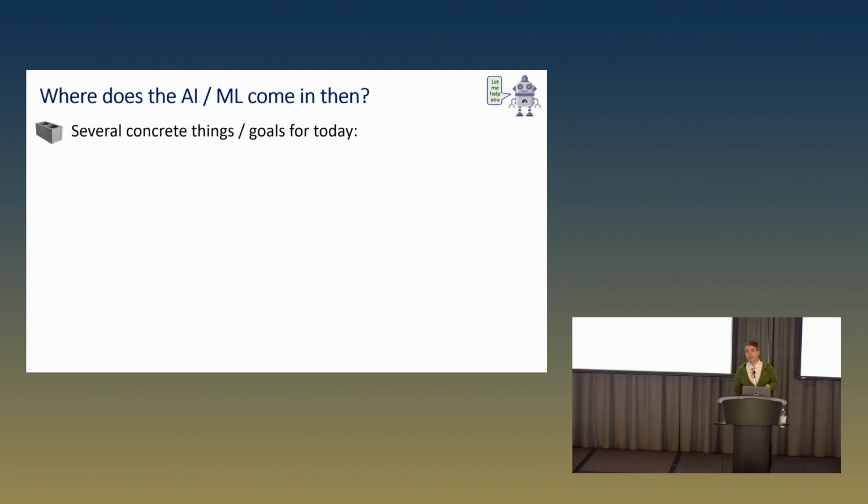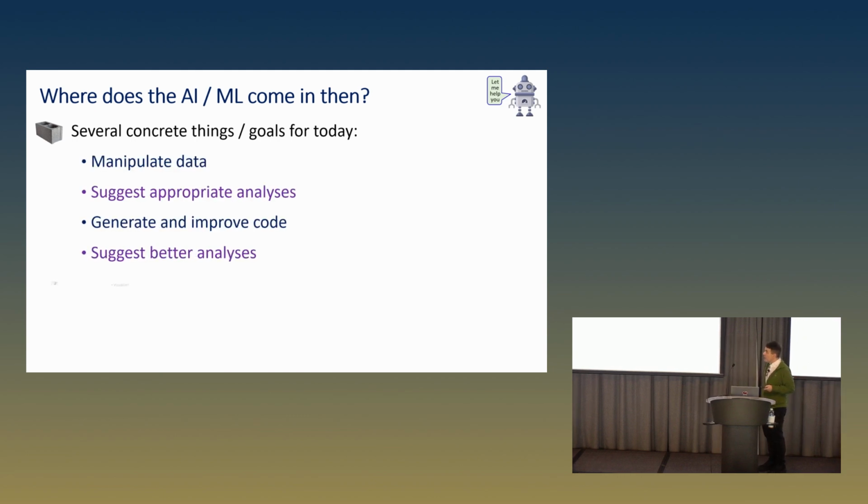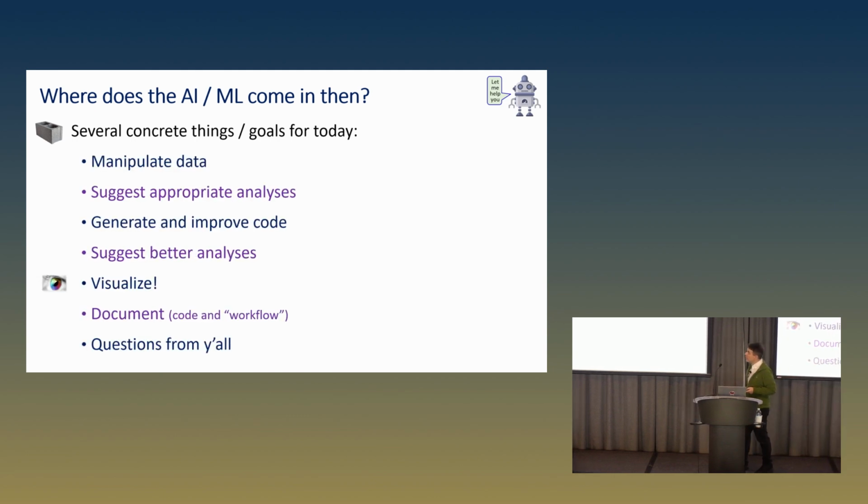There's several concrete things I want to cover today. All the code is already available, and I will distribute the slides, but I'd like to do all of this as interactively as possible. The first thing is manipulate data and ask ChatGPT to suggest appropriate analyses, generate and improve code, maybe suggest better analyses.